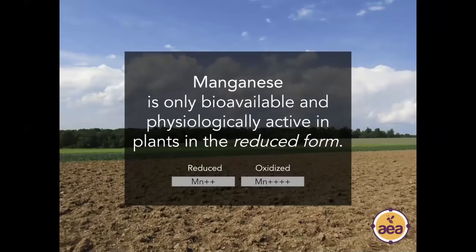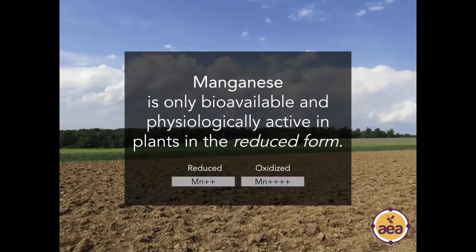So when we think about oxidation versus reduction, we're using manganese as an example in this webinar, but this is true for other trace mineral metals such as iron and cobalt and copper as well. Manganese is only bioavailable and physiologically active in plants in the reduced form. So we have the reduced versus oxidized forms. There are multiple oxidation states. You can have a double or a triple or quadruple positive in the case of iron. And I think it is important to create some distinction also with iron, because there is one significant difference that we have observed in the field.